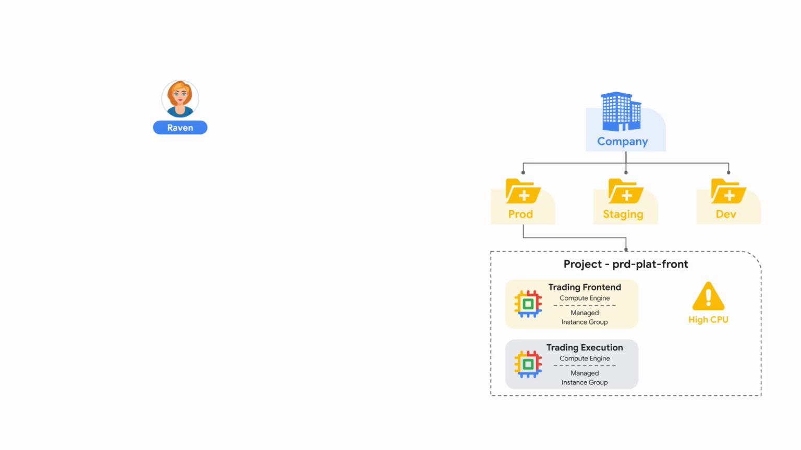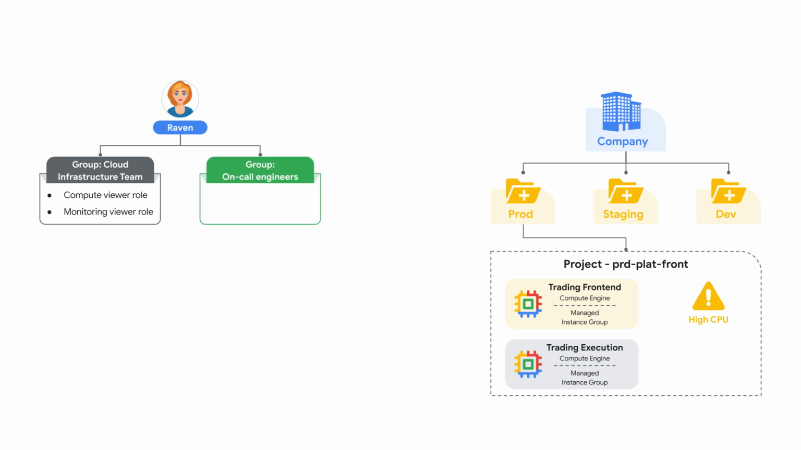Now let's meet Raven. Raven is an awesome, skilled cloud engineer. Typically, she's part of the infrastructure team, where normally her role is limited to view only for configurations and monitoring performance, which is perfect for her day-to-day operations, but it's not enough when things start to go sideways. This week, however, Raven is also on call. This means she's dynamically part of a special group of engineers who are ready to step in and resolve issues whenever they arise.